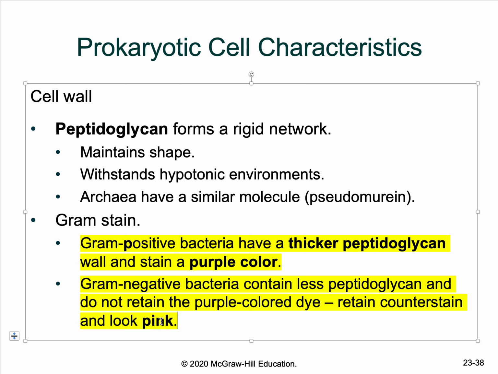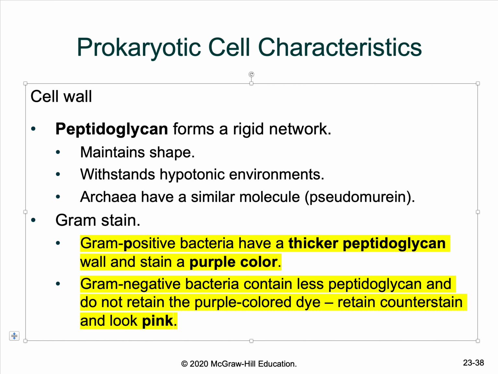So why is one purple and one pink? They stain them both with a purple color, but one isn't able to absorb the purple color as much, and so that's why the pink is like a faded purple. Gram-negative has less peptidoglycan, so that means it doesn't have as much protein in its cell wall. Gram-positive has more protein, which means it has a thicker peptidoglycan cell wall, and it stains purple.